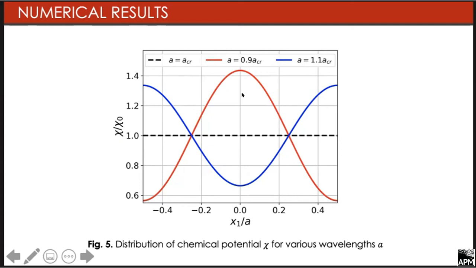As can be seen from the figure, the chemical potential has a maximum in the peak and a minimum in the valley, which means that it's preferable for atoms to move from the peaks into the valley. When wavelengths are more than the critical value, blue line, atoms will diffuse towards the peak and the relief amplitude is increased with time.